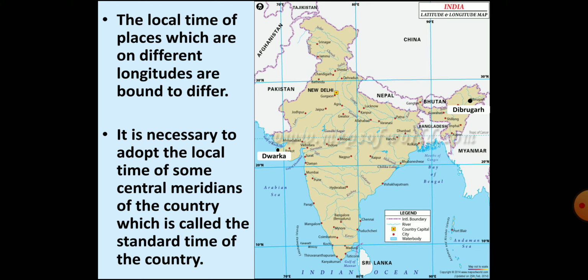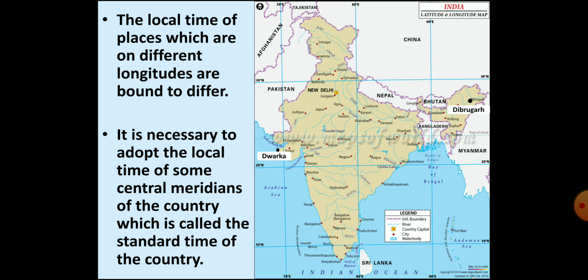Now, take the example of India. India is a vast country, so it has several longitudes passing through it. And if each place in the country followed its local time, there would be a lot of confusion. It would not be possible to prepare a common railway timetable or airlines timetable for the country if each place were to follow a different local time.